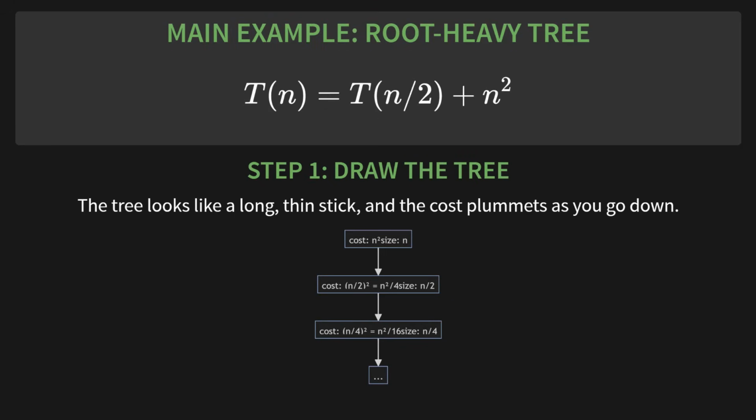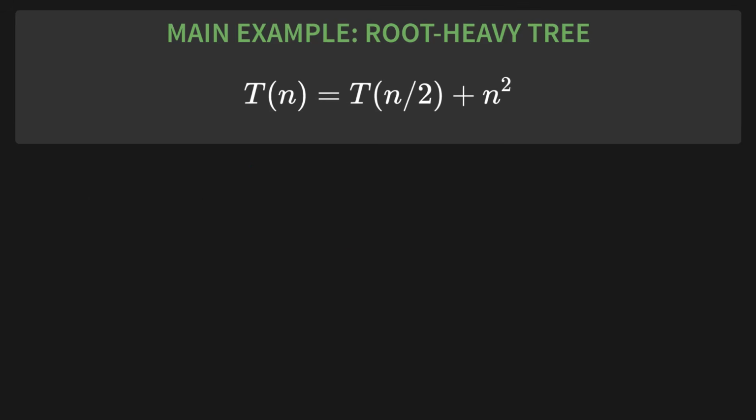Now look at this diagram. The tree looks like a long, thin stick, and the cost absolutely plummets as you go down. The root node has a cost of n squared for a problem of size n. Its single child has a cost of n over 2 squared, which is n squared over 4. The next level is n squared over 16. It's shrinking fast.